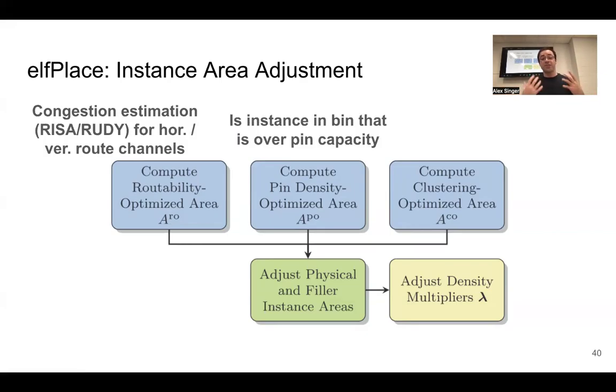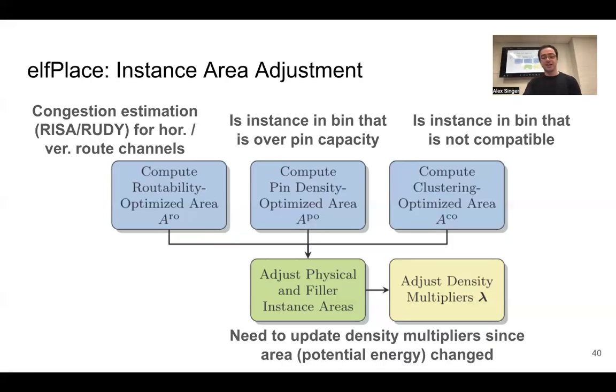Another thing is if I find that an instance is in a bin that's over the pin capacity, meaning that we're using too many pins, again, I can increase the area to tell the pins to go away. And then I can also say, if this is in an incompatible bin, I can increase its area again, or I think decrease the area in this case, to try and move it into another bin. The idea is that they will then adjust the physical and filler instance areas to apply these constraints into the problem. It's a little bit of a cheat, I would say, to try and get this to work so you can have routability, pin density, and clusterability, let's say, or the ability to legalize into this problem.